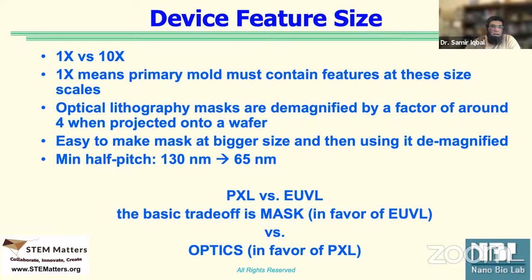So the basic trade-off in one case is the mask can be made bigger and then shrunk, but the optics need to be updated. In the other case, the optics are good. We can still use the glass, but the mask needs to be made 1x. You cannot make a smaller mask. All right. So this is so far the extension of UV.